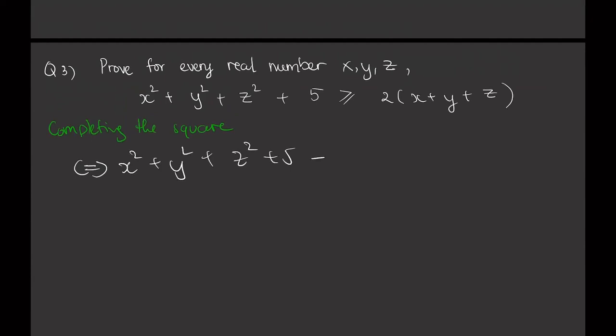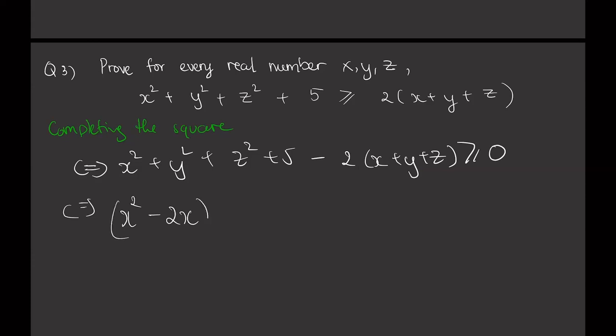So I will let 2 times xyz be subtracted from both sides. So this one becomes 0. And the left-hand side appears minus 2 times (x plus y plus z). And then I group x squared with 2x, y squared with minus 2y, z squared with minus 2z, and plus 5, which is a constant left here.